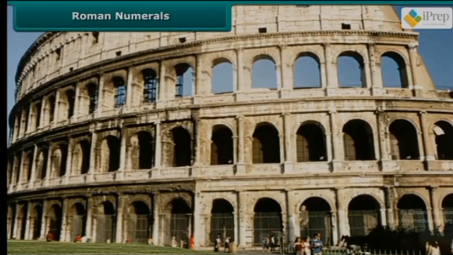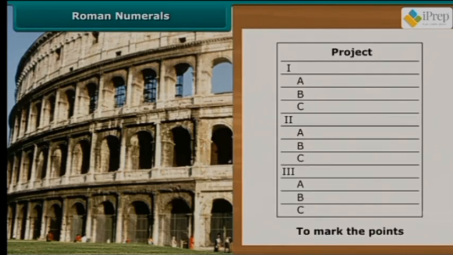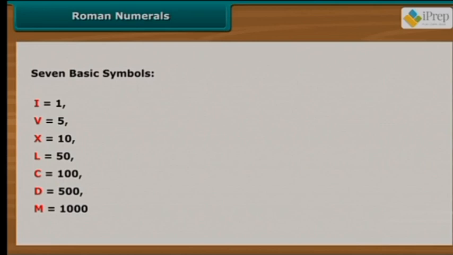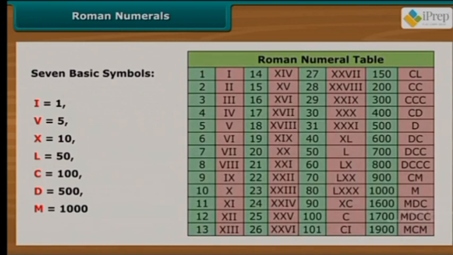Numerals. We use the Hindu-Arabic system of numerals. Another system of writing numerals is the Roman system. It is one of the oldest systems of writing numbers, which is still prevalent at many places. Unlike the Hindu-Arabic numeral system, Roman numeral system uses 7 basic symbols to represent different numbers. The symbols are as follows. Look at the table of symbols.